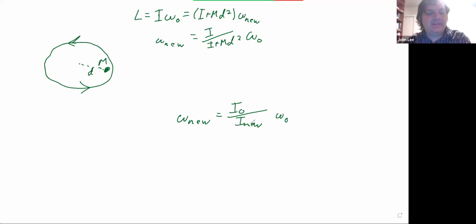So by the conservation of angular momentum, you're able to spin around a lot faster if you scrunch up rather than if you let yourself starfish out. That's because I new is going to be a lot smaller than the I initial. So this omega new is going to be a lot bigger than the omega initial. All right, so that's basically all I have to say about angular momentum.